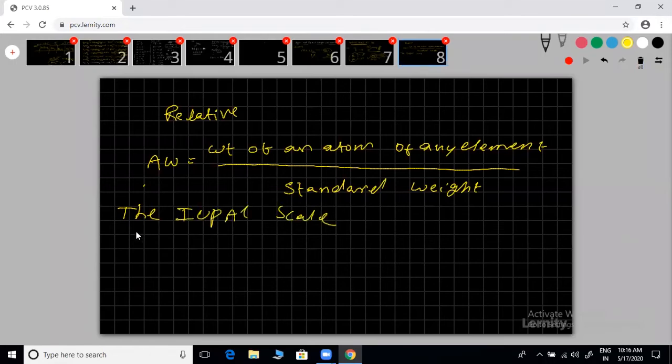We have old scales, but that is not necessary right now. Nowadays they are not going to be given. So directly I am giving the IUPAC scale. IUPAC is the new scale that we are following right now. It was decided at a meeting, I think in 1920 or 1960, I don't know. So that is also old. Now we are following the standard given, and the reference here is C12.